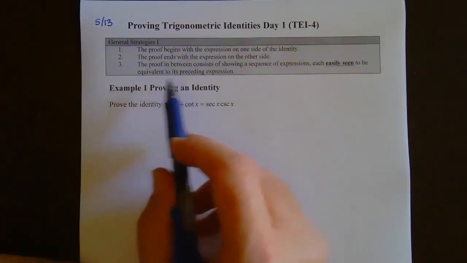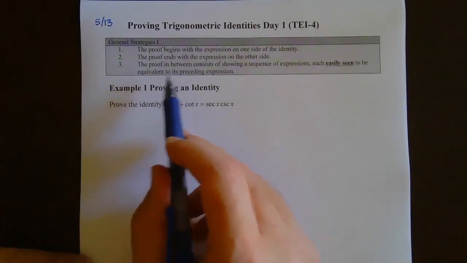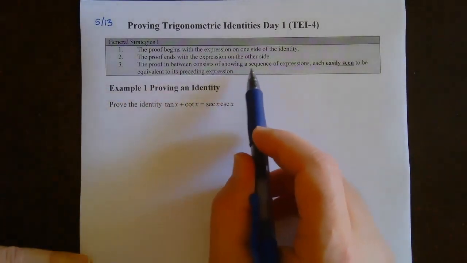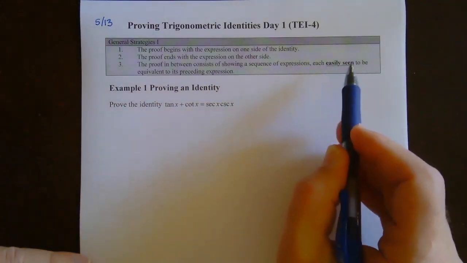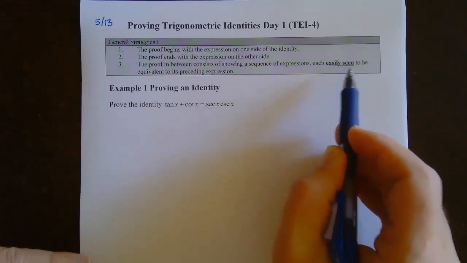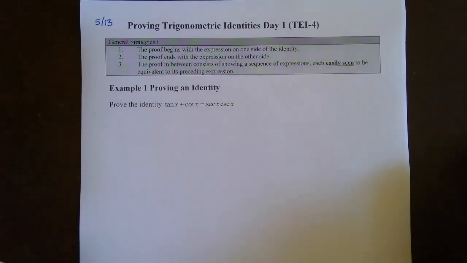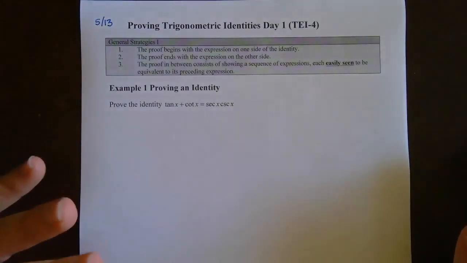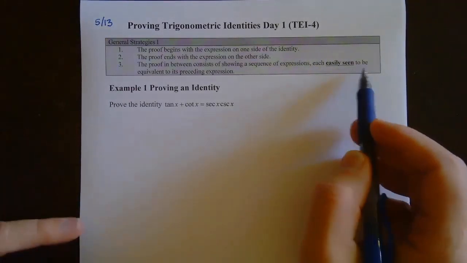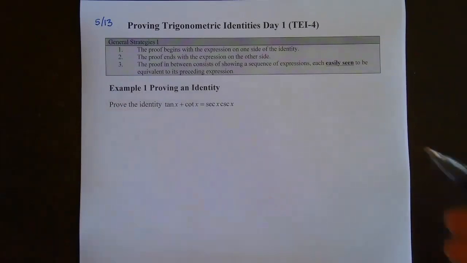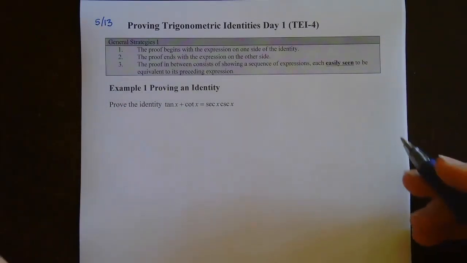And then the proof, this is part 3. The proof in between consists of showing a sequence of expressions, each easily seen. Easily seen, has to be easily seen, okay? So you're writing this for a third grader, okay? You have to show that it's easily seen to be equivalent to its preceding expression, the one before, okay?